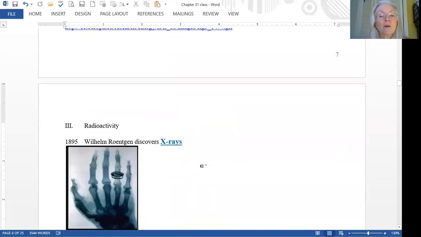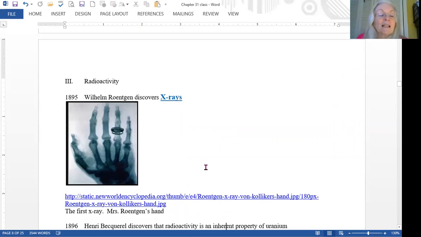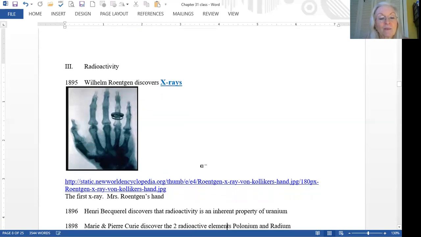So let's talk a little about radioactivity. We'll look at some of the history of it. So back in 1895, which is certainly a long time ago, but not that long ago, William Röntgen discovered X-rays. This is actually an X-ray of his wife's hand. It's the first X-ray. They didn't know at the time that too many X-rays could be dangerous. And so it was quite common to X-ray someone's hands just to be able to see the bones.